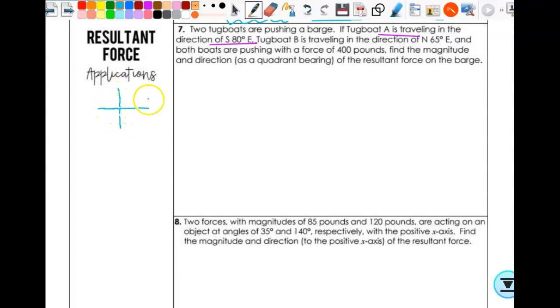So tugboat A is going south 80 degrees east. So this is 80 degrees right here. And this is for tugboat A, say for vector A. What do I do with that 80 to get theta, which is this right here? Add 270, good. So 270 plus 80 is 350.